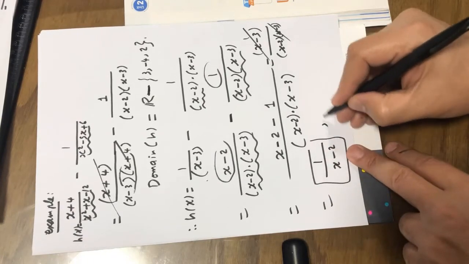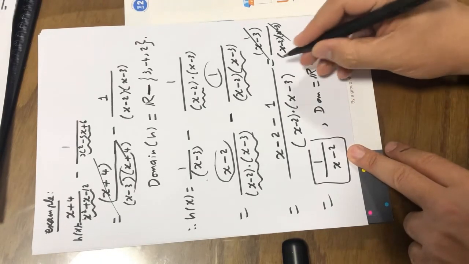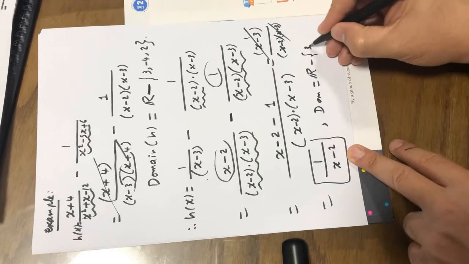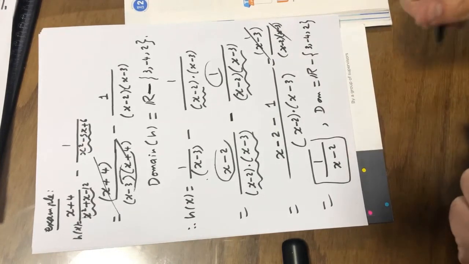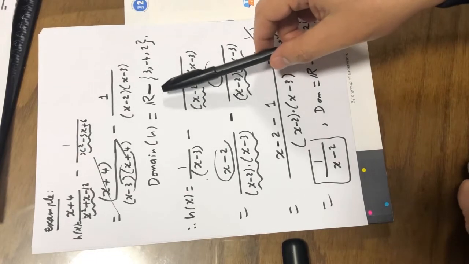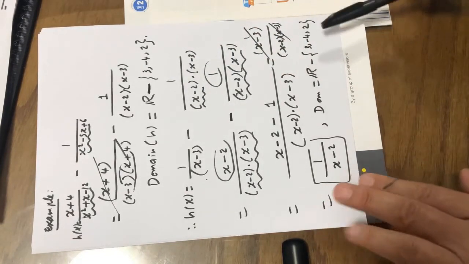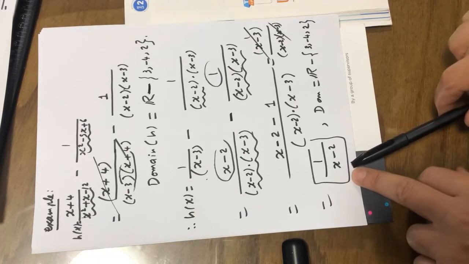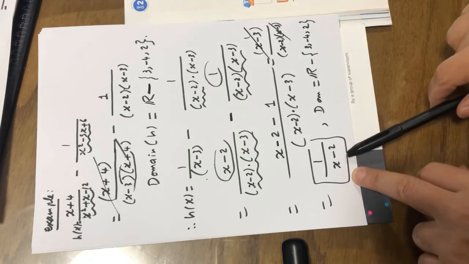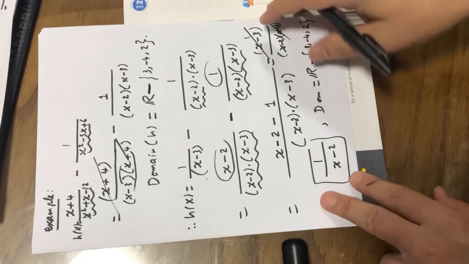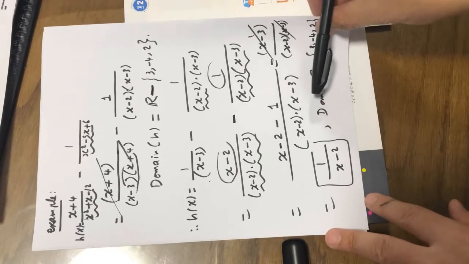But we write again domain equals R except 3, negative 4, and 2. Copy the domain once more at the end. This is very important. For this we write it twice: here before cancellation and simplification, and at the end we put it once more to be sure no one substitutes 3, negative 4 or 2 as an input. This is the result of the exercise.